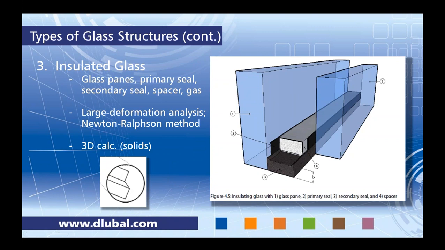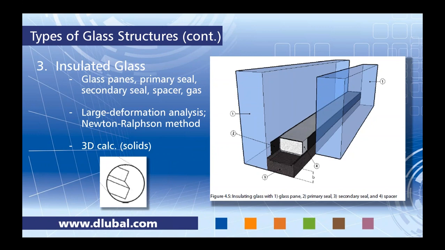This will always use large deformation analysis. With the other two glass types, we can do a linear analysis or a large deformation. Typically with plate theory, you're running a linear analysis. But for insulated glass, we actually only give you the option for 3D calculation with solid elements.